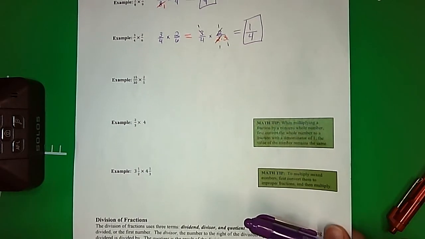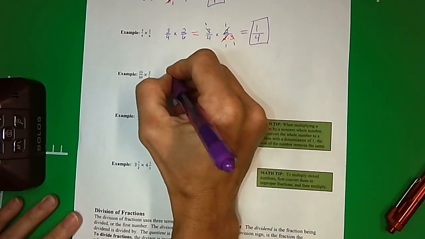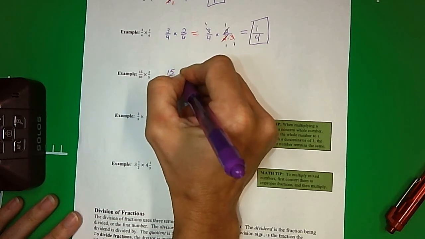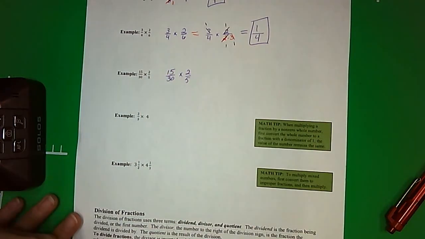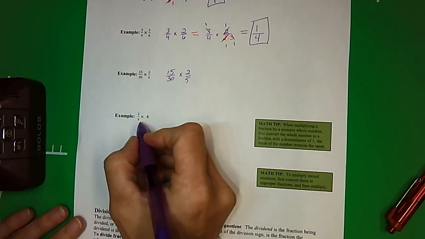Okay, so I'm going to skip this next example. I'll write it down if you want to work it. That way you can see it better. And this is it, and I'll allow you to work that one on your own. I want to work this next one here.